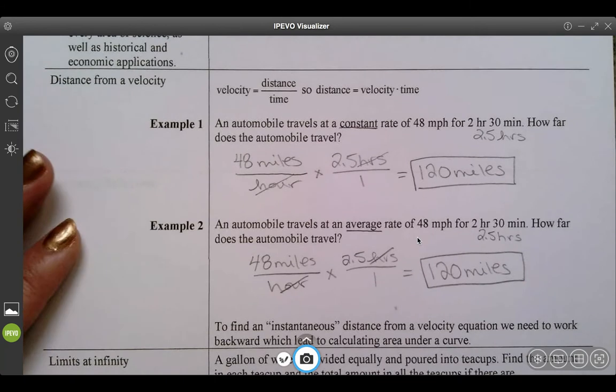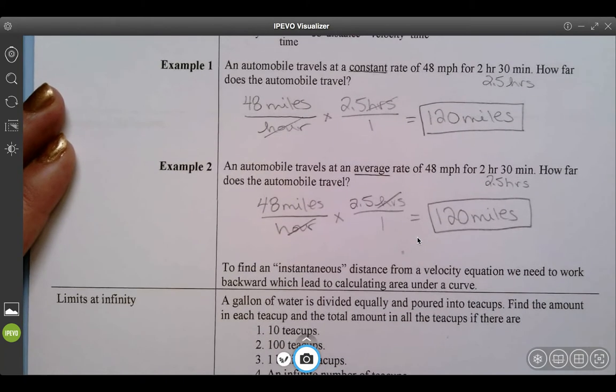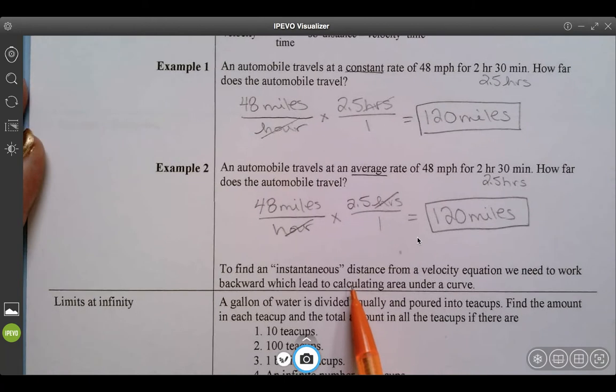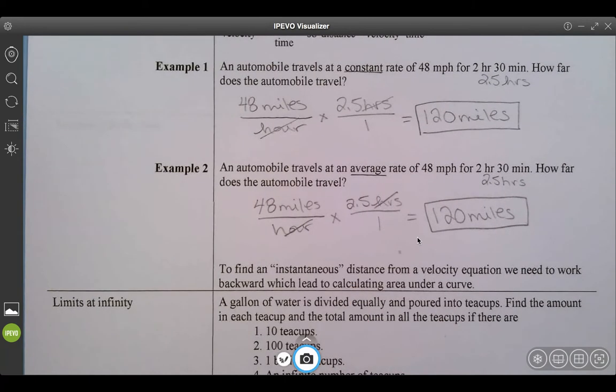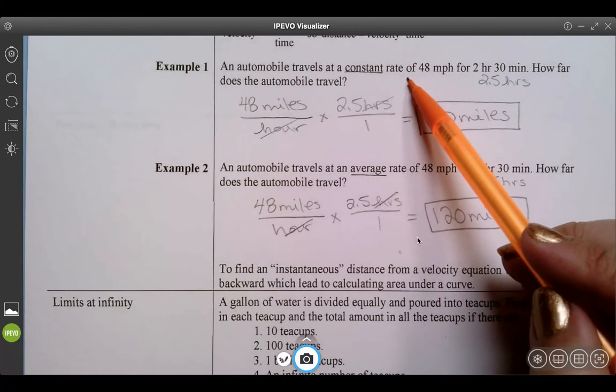Okay, so if we wanted to find an instantaneous distance, the distance at any point along the journey, for a constant rate, that's easy, right?